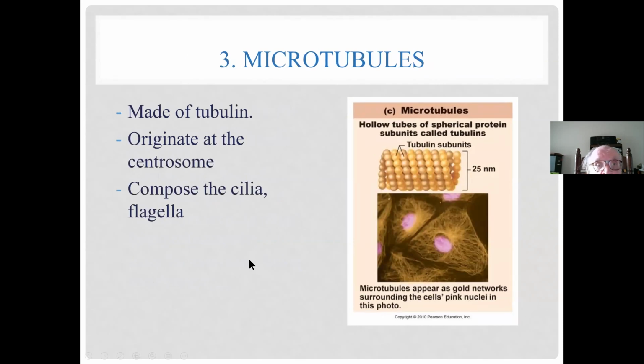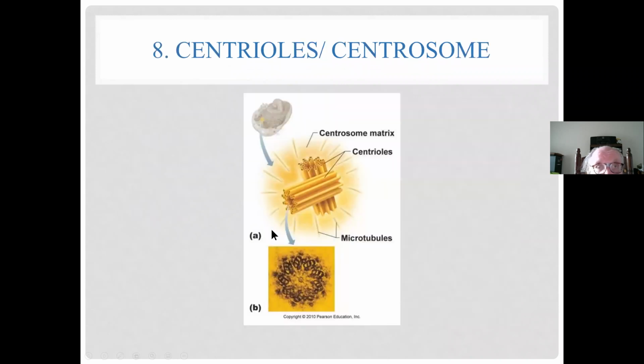Then we have microtubules that originate in the centrosome, and these are responsible for any of the cells that have cilia or flagella. The sperm has a flagella on it, okay? Any cells that either have cilia or flagella, those are the anchor points for that, okay? And then we have a centriole. Centriole provides support to the cell. It also provides tubules for movement of substance, okay?